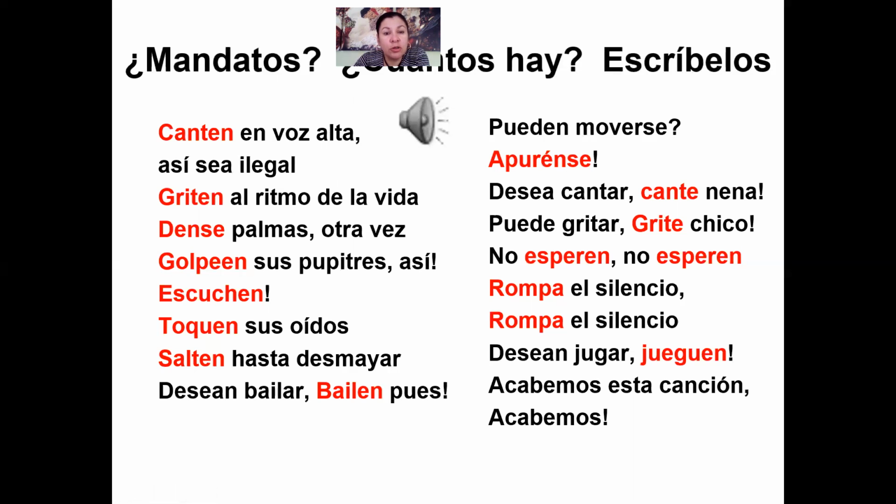Even though you don't know all the words, you know that this is a song where they are trying to encourage people to do things: to sing, to shout, to clap, to hit the desk, to listen, to touch their ears, and more. How to hurry up, not to wait, to break the silence and to play. And you can see the way they use the formal commands here in the song.